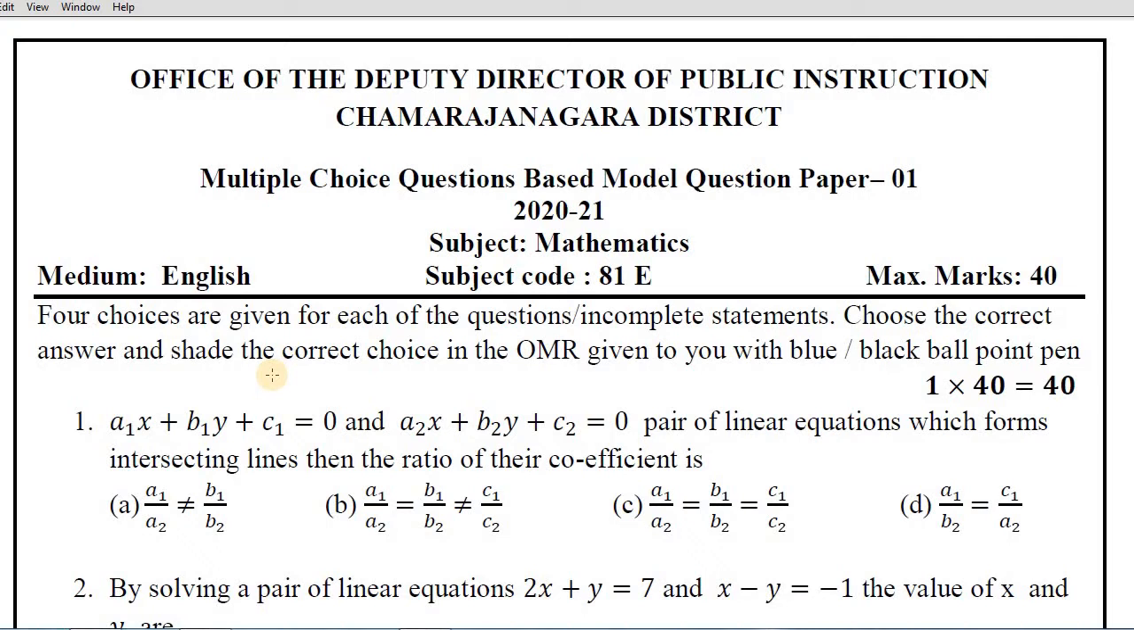Dear students, I am here with another model question paper of Chamarajanagar district. As soon as I see this question paper, I felt that compared to other district model question papers, this question paper has been made in a standard way. Hence, definitely this question paper helps you for your upcoming examination. Hence, kindly note down these questions and practice very well.